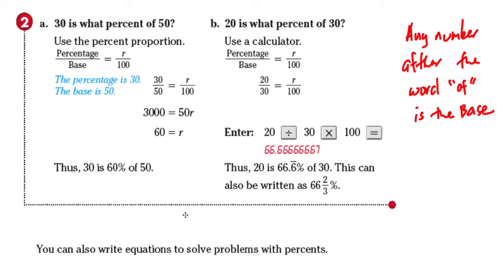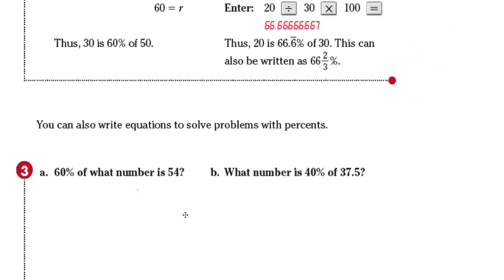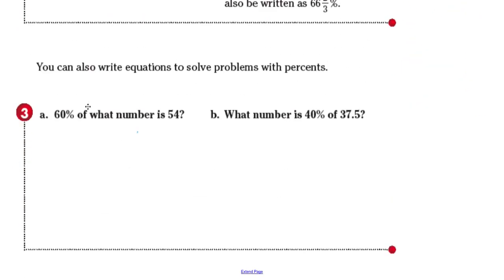Okay, you can also write equations to solve problems with percents. Let's take a look at example 3a. 60% of what number is 54? Again, we first find the number after "of", which is "what number", which gives us a clue that our base would be n, or whatever variable we choose. So we translate this sentence into an equation before we use the percent proportion.